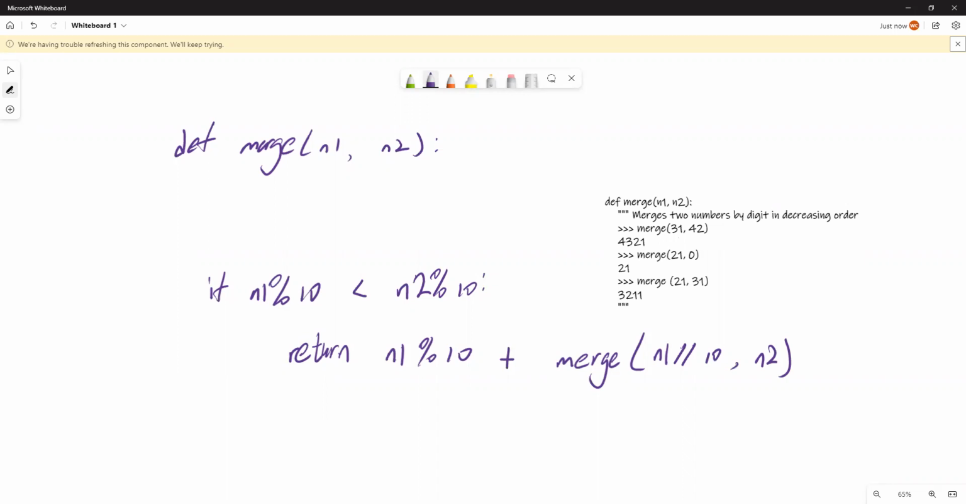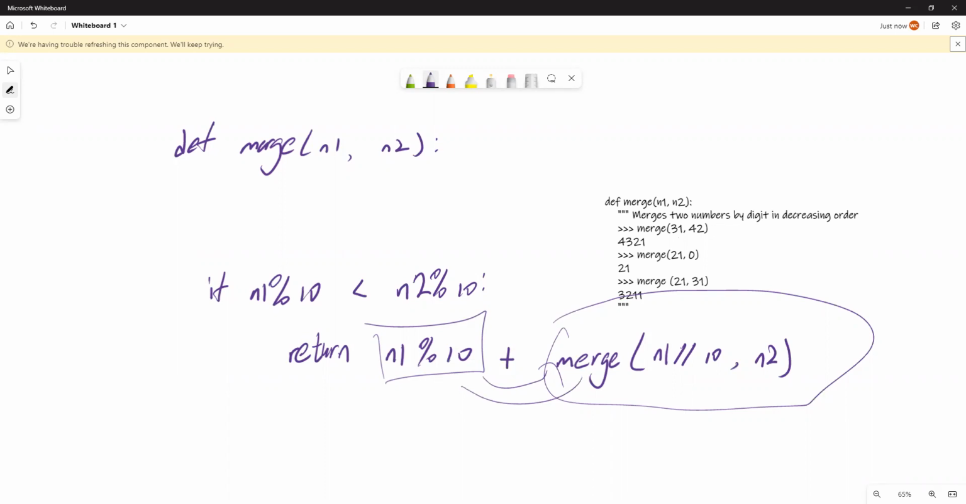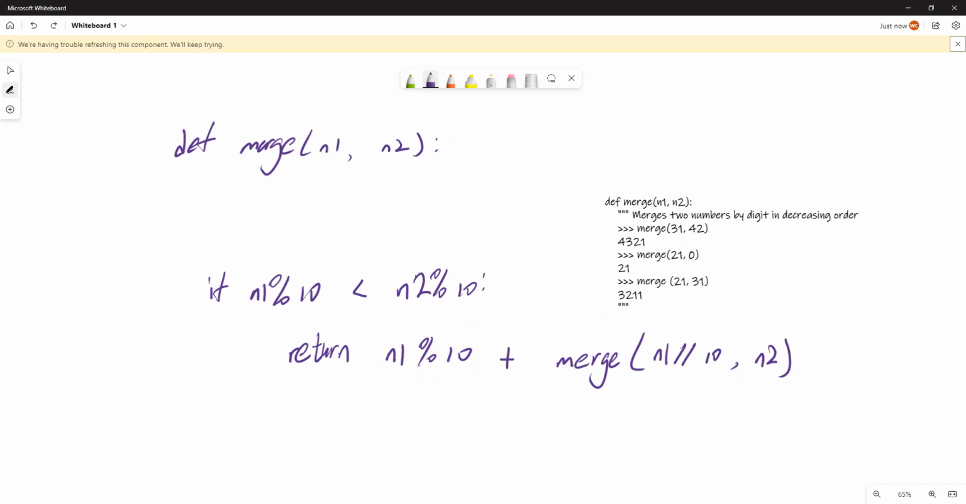Some of you may think it doesn't make sense: even though you got the lowest value right here, if you add the value returned from the other call of the function, you're just adding these two values. That means you're creating a new value. It doesn't make sense, right? You're not merging, you're modifying. So we have to multiply by 10. That's the important part.